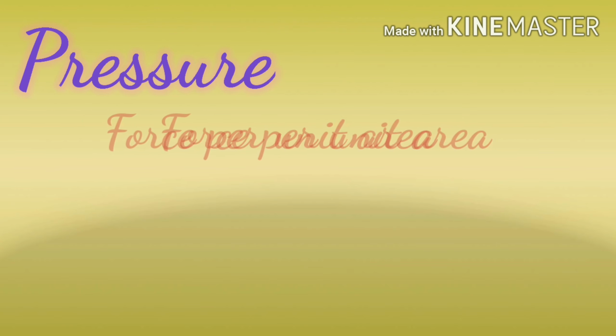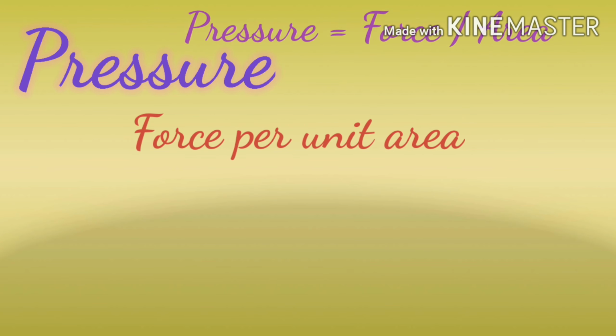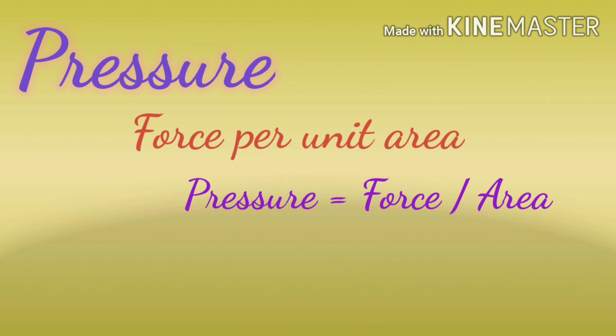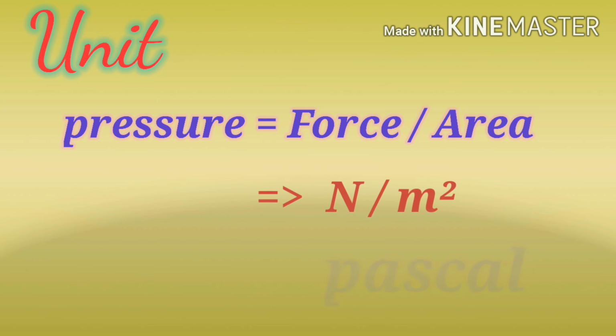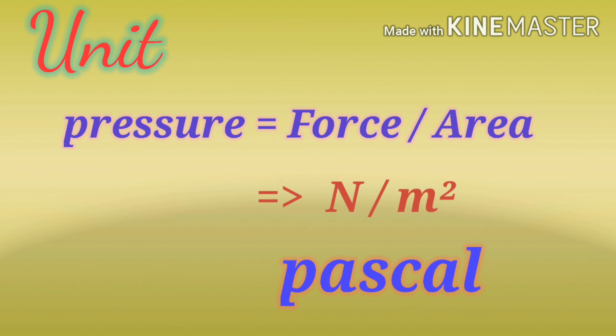This is called pressure. Pressure means the force acting on unit area. How much force acts on a particular or unit area is called pressure. So the formula for pressure equals force by area, P equals F by A. Let's discuss its unit. Pressure equals force by area. The SI unit of force is Newton and for area, meter square. So Newton by meter square. This Newton per meter square is called a Pascal. So the SI unit of pressure is Pascal.